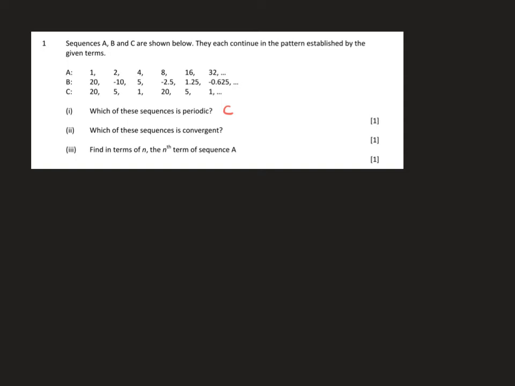2. Which of these sequences is convergent? Well, that's sequence B. Sequence A is clearly divergent. And then the last part, find in terms of n the nth term of sequence A.